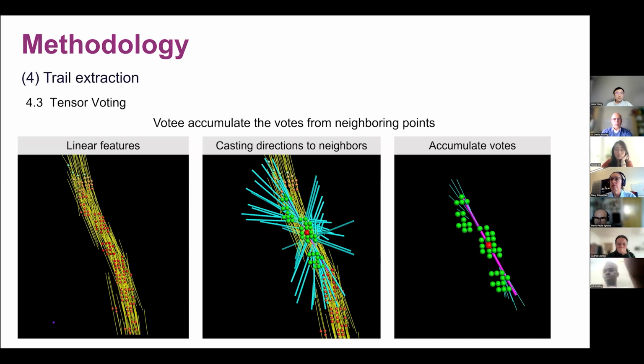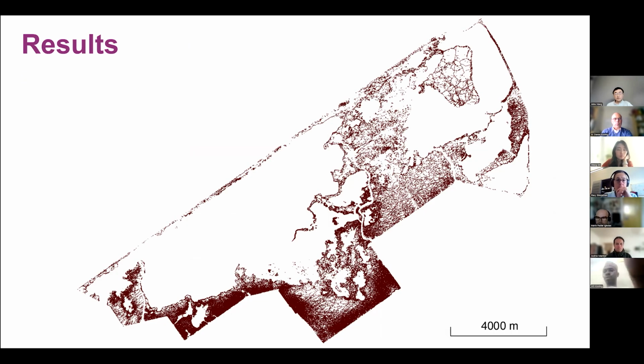Then finally, we can aggregate the trail points. Next, I will show the results from the marsh area in Ostwater Plaza. So this is the overall area of the extracted trails. I will show a zoomed-in example area.